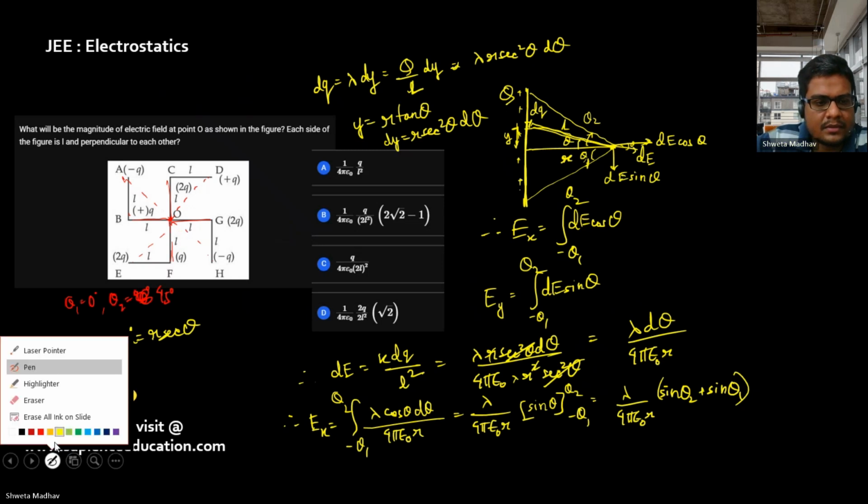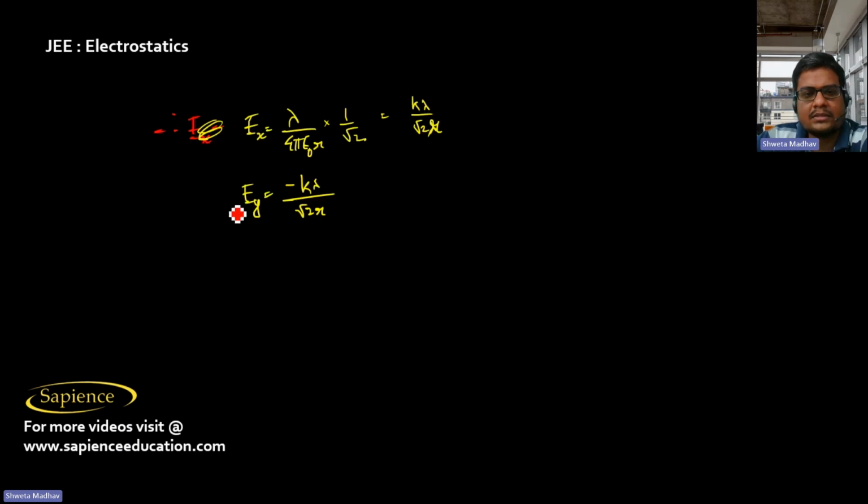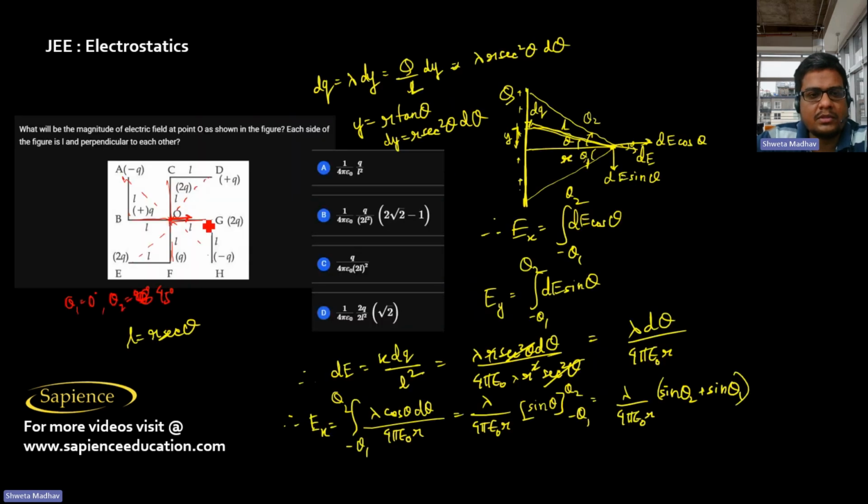So let's say I call K lambda by root 2r as E naught. So this will be minus E naught, this will be E naught. So this will be E naught like this, and for this one also E naught, and for this part also E naught. But the thing is that this is having negative charge, so this will be attractive. So this will be an attractive electric field.